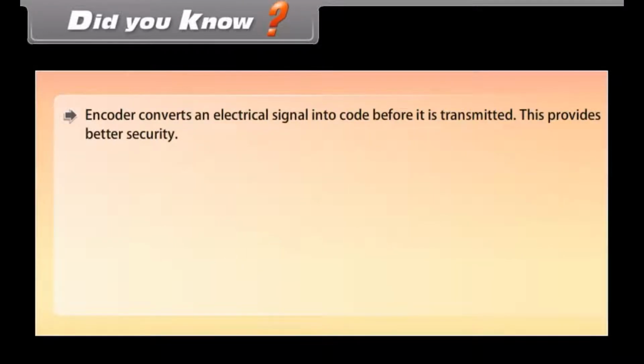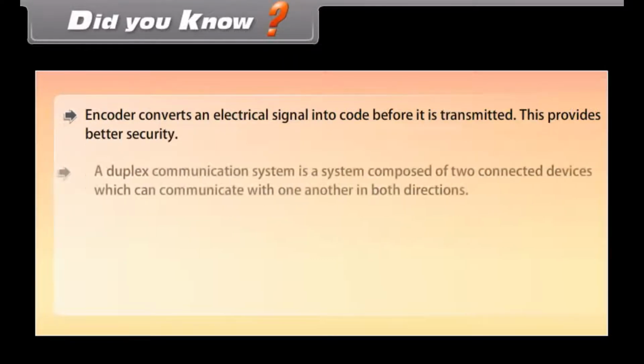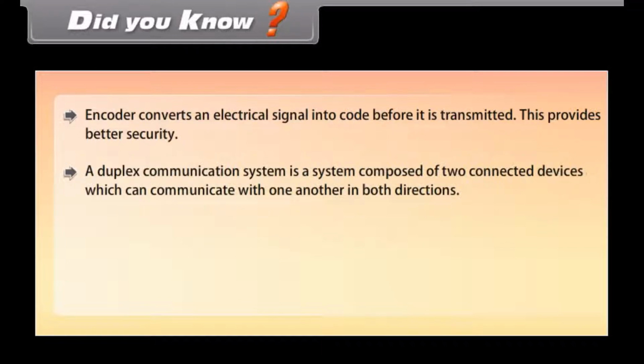Did you know? An encoder converts an electric signal into code before it is transmitted. This provides better security. A duplex communication system is a system composed of two connected devices which can communicate with one another in both directions.